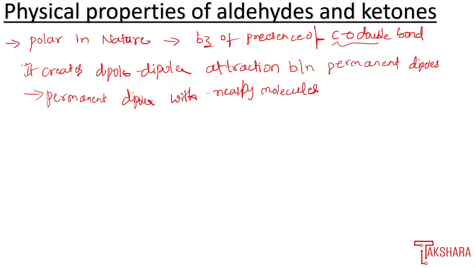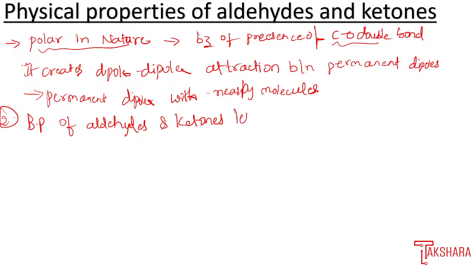Okay, so that is the first physical property of aldehydes and ketones: they are polar in nature. Then the second physical property: if we consider the boiling points of aldehydes and ketones, the boiling points of aldehydes and ketones will be lesser than alcohols.